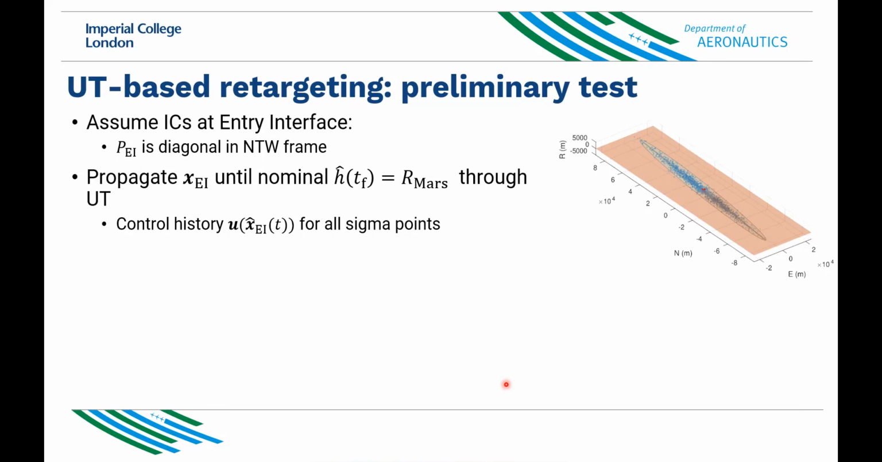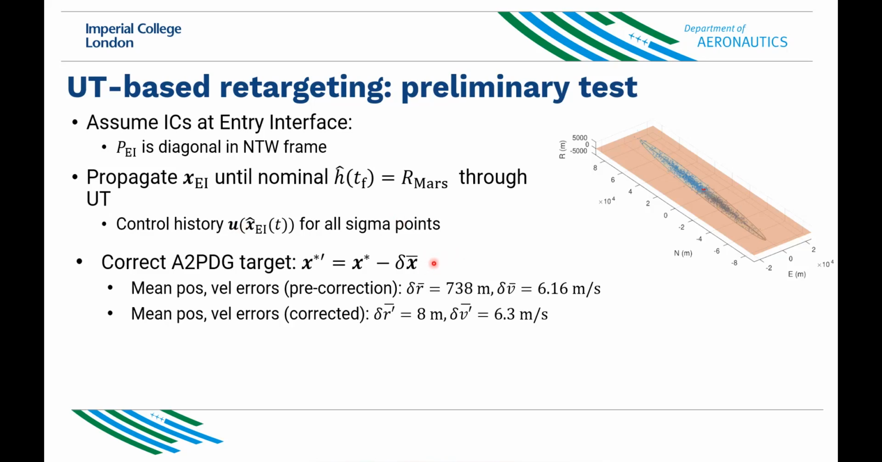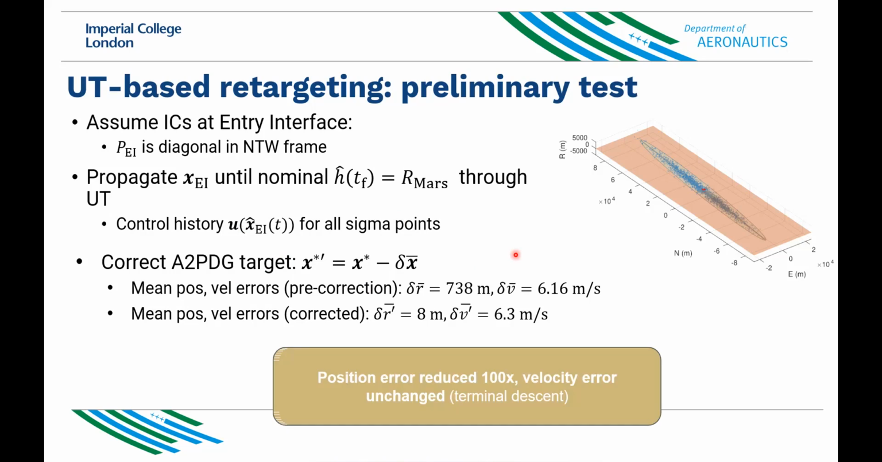We use the unscented transform in a preliminary test of the retargeting algorithm, in which we propagate an entire bundle of initial conditions, an entire set of initial conditions under uncertainty, until hitting the surface, and the control history is assumed to be the same as the mean for all sigma points, and we compare this with a Monte Carlo. And we found that if we correct the target of the guidance law, we can significantly reduce the position error, by an order of magnitude, while so far the velocity error remains unchanged. This is likely due to the fact that we neglected the impact of the terminal descent so far.